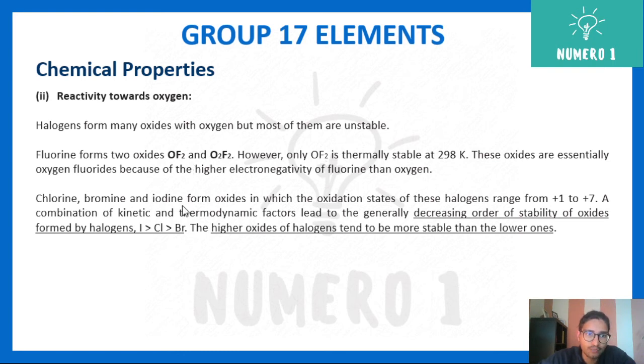Now talking about chlorine, bromine and iodine, they form oxides in which the oxidation states of these halogens range from +1 to +7. That is because they are less electronegative as compared to oxygen and fluorine. A combination of kinetic and thermodynamic factors generally leads to a decreasing order of stability of oxides formed with iodine, chlorine and bromine. And the higher oxidation states of halogens tend to be more stable than the lower ones. So they prefer to be at higher oxidation states.